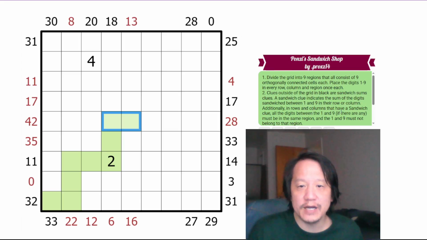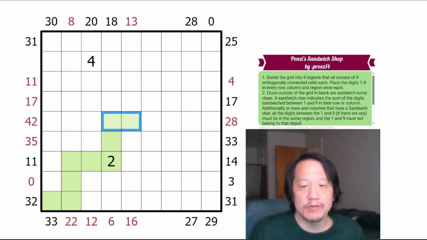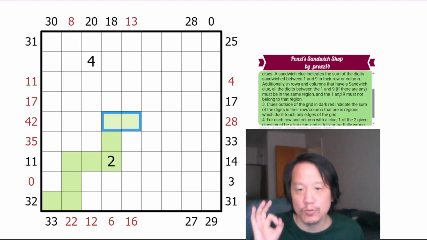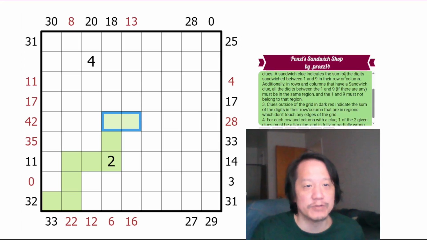We have clues outside of the grid. In black are sandwich sums clues. And a sandwich clue indicates the sum of the digits sandwiched between 1 and 9 in their row or column. Additionally, in rows and columns that have a sandwich clue, all the digits between the 1 and 9, if there are any, must be in the same region. And the 1 and the 9 must not belong to that region.